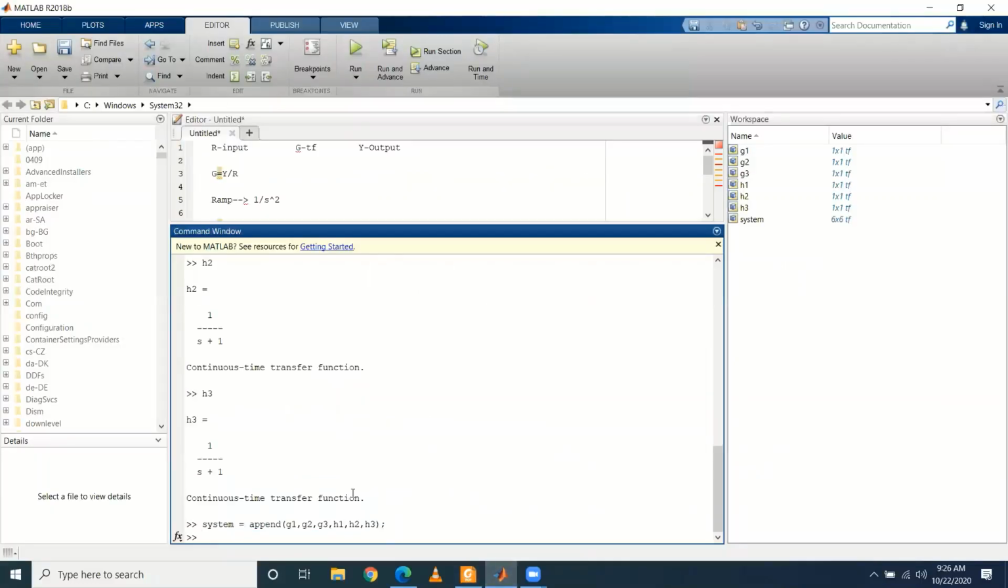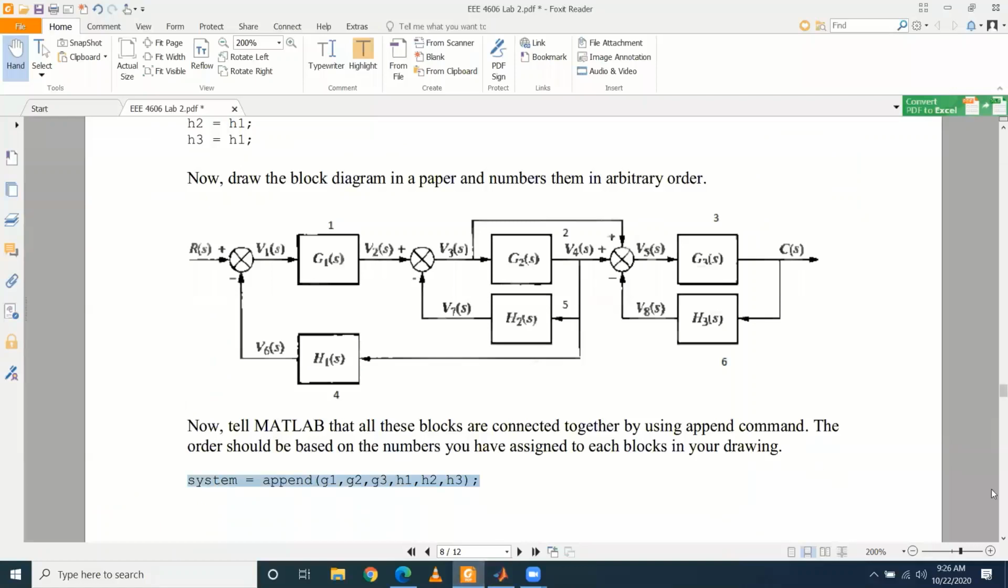So now we have indicated that these 6 blocks are in a system together using the append command. But we have not yet indicated how they're connected. We have only indicated that these 6 blocks will be in a system. That's it.